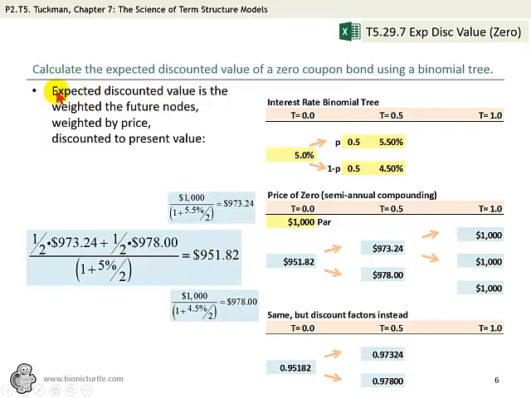So this phrase, expected discounted value, see how it's got both of the parts in it? In the numerator, the expected here is just taking a mean, isn't it? And then the discounting is here in the denominator. So that's our expected discounted value, and it tells us that that 1-year 0 coupon bond has an expected discounted value today. This is a present value of $951.82.